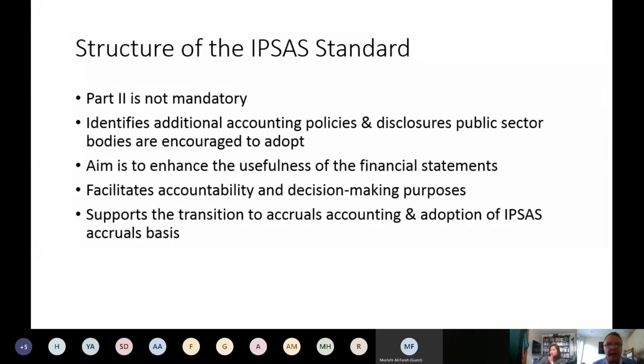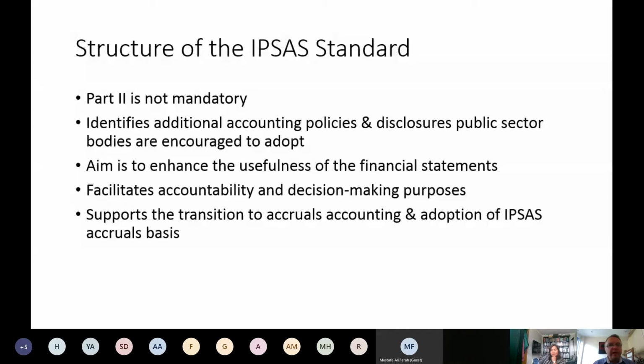So in part one, we're talking here about what you must have in the financial statements, like the notes and the disclosures. But in part two, what this does, it says, we encourage extra information. See the word there, second blob down, identifies additional accounting policies and disclosures public sector bodies are encouraged to adopt. So everything you do in part one of the standard must be adopted, but part two can be adopted. And the idea there is to basically volunteer more information if you can.